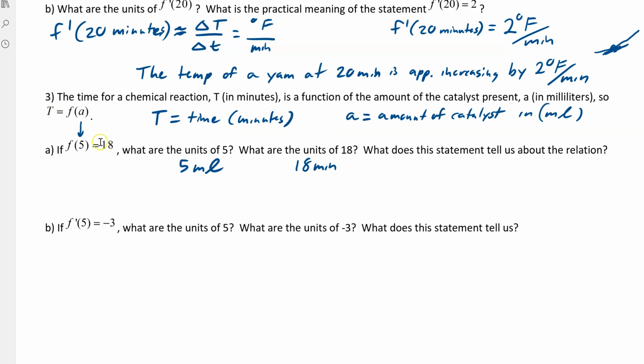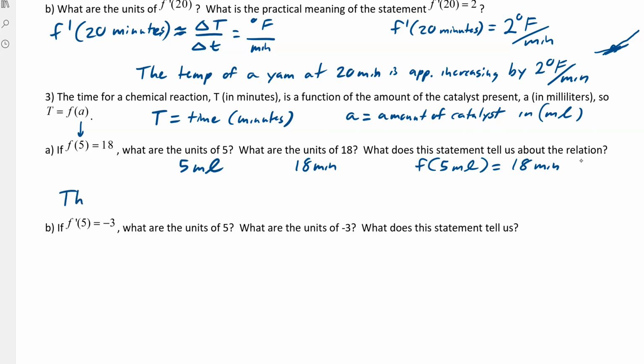So T is 18. You can see that here. So T is minutes. So 18 would be minutes. A is the inside, right? It's our input. And so A is milliliters. So what does this statement tell us about the relationship? So now we rewrite what it has there. 5 milliliters equals 18 minutes. And then we interpret it with this.